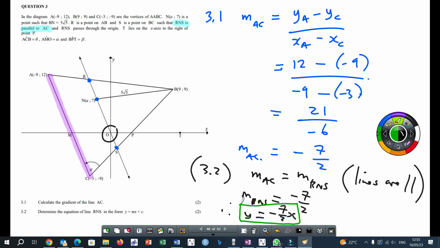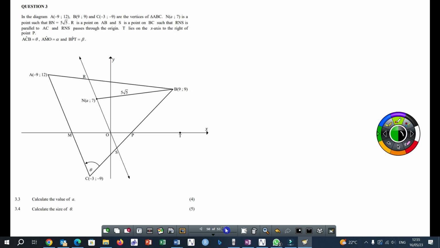Y is equal to -7/2x. Okay, any question? No. Alright. And then the next one, we need to calculate the value of A.